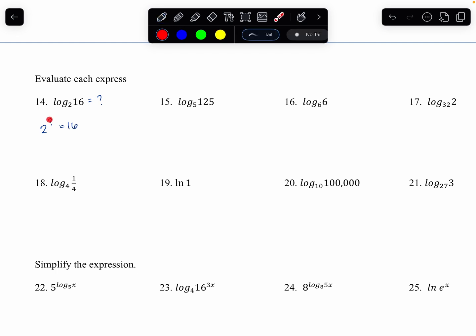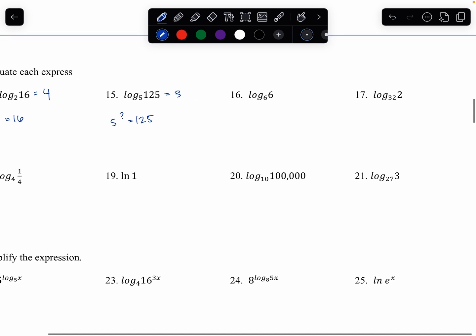And so if I think about what power exponent this is, that will also tell me what the value of this logarithm is. They'll be the same. And so this would have to be equal to 4, because 2 to the 4th is equal to 16. And then here we can think about this as 5 to what power is going to be equal to 125. That's going to be 3. 5 times 5 is 25. Times that by 5 and you get 125.